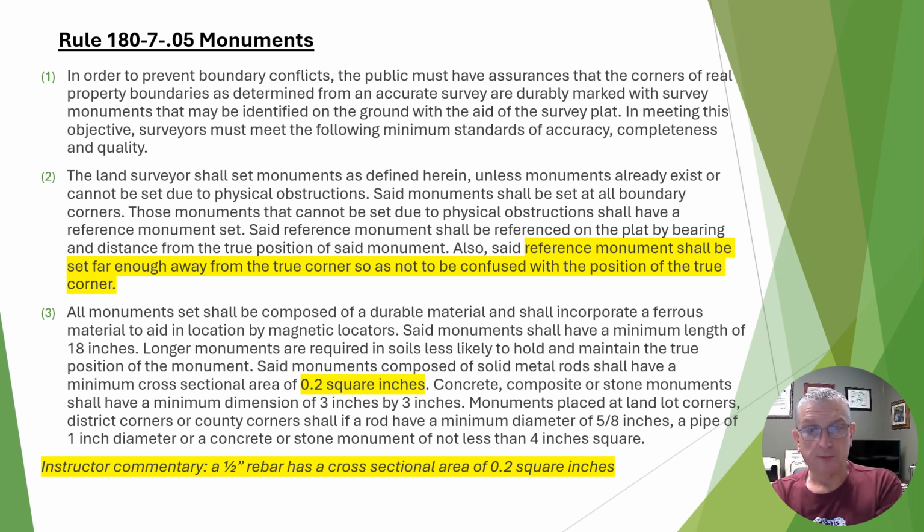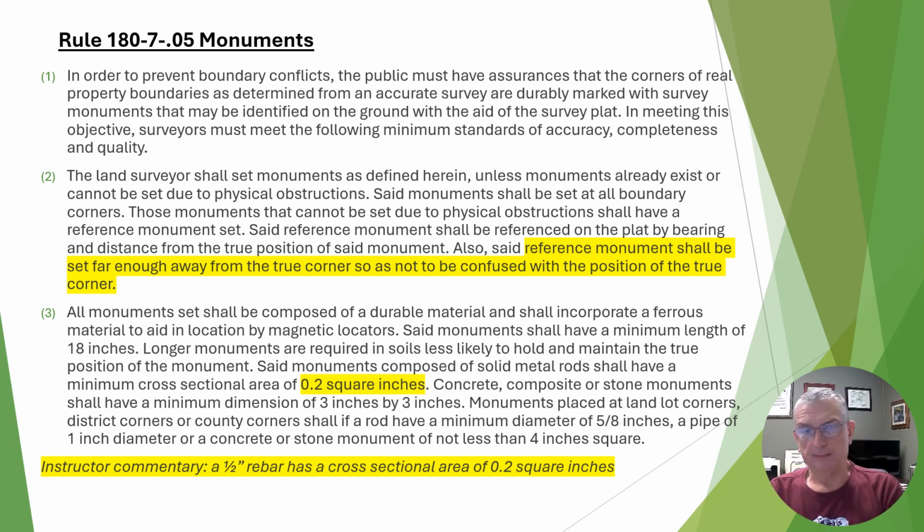Said monuments composed of solid metal rods shall have a minimum cross-sectional area of 0.2 square inches. Now my footnote is that's a 1/2 inch rebar. If you look at a 1/4 inch radius, pi r squared, it comes up to like 0.196. Call that 0.2 square inches. So it could be a 1/2 inch rebar, a 1/2 inch rod. There are these big 1/2 inch solid rods they use to anchor curb forms and things. Those are all adequate if they're 18 inches long in this situation.